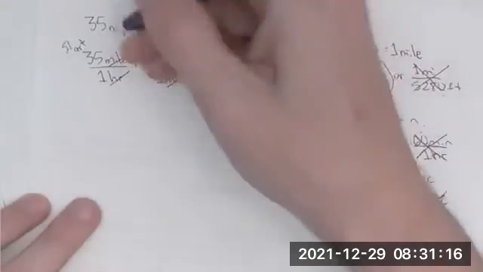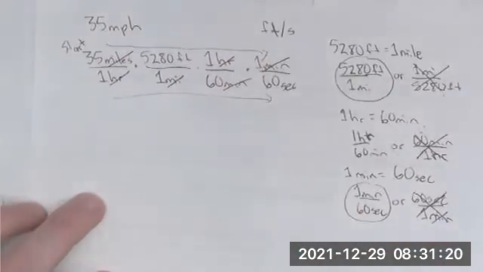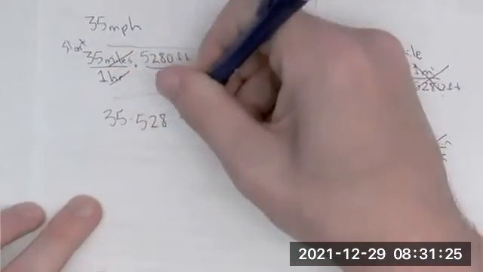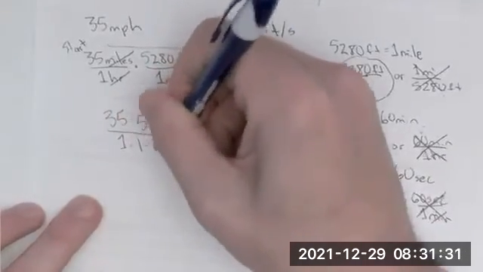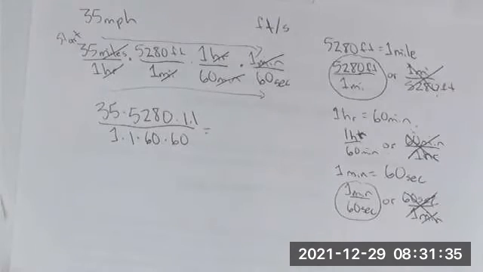I have fractions. As we said in the first set of videos, multiplying fractions is easy. Top times bottom. I'm going to write this out as 35 times 5,280 times 1, right? The times 1 we know, we don't even have to write those, but times 1 times 60 times 60. Punch it into a calculator, right? Do this all by a calculator.